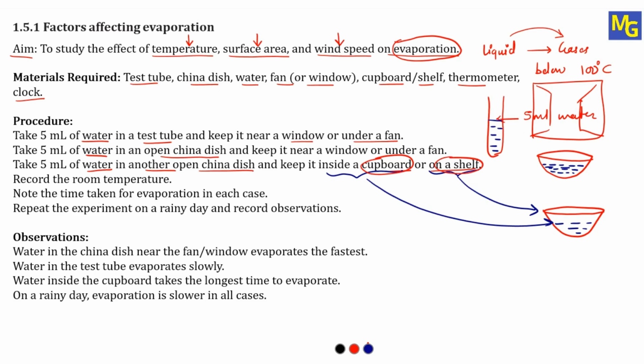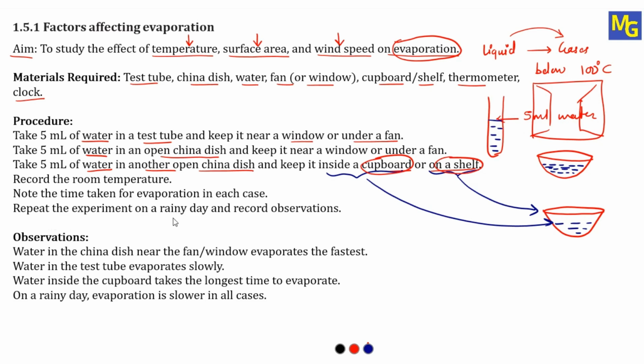Now record the room temperature. So whatever is the room temperature when you are starting this activity, record the room temperature. Note the time taken for evaporation in each case. It means you have to keep the clock on, and we have to see after some time when the evaporation takes place, how much time it has taken for evaporation.